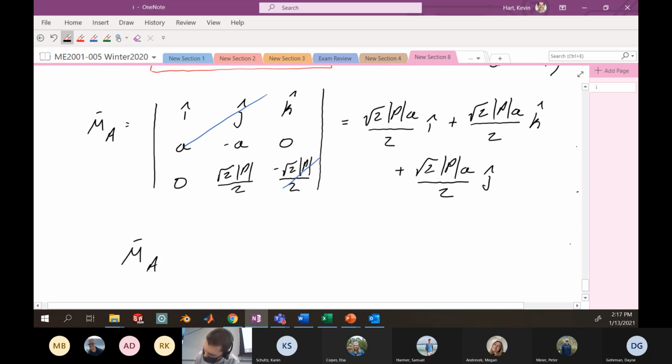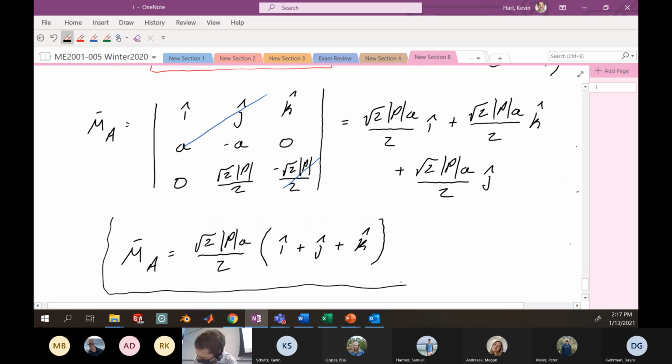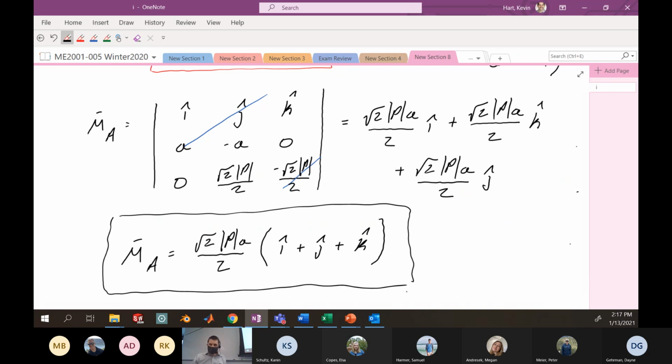So all in all, my moment, I could simplify this by pulling this root 2 magnitude of PA on 2 out, and this is I plus J plus K. Kind of an interesting result, but we have a certain magnitude of our moment and it acts equally in I, J, and K.